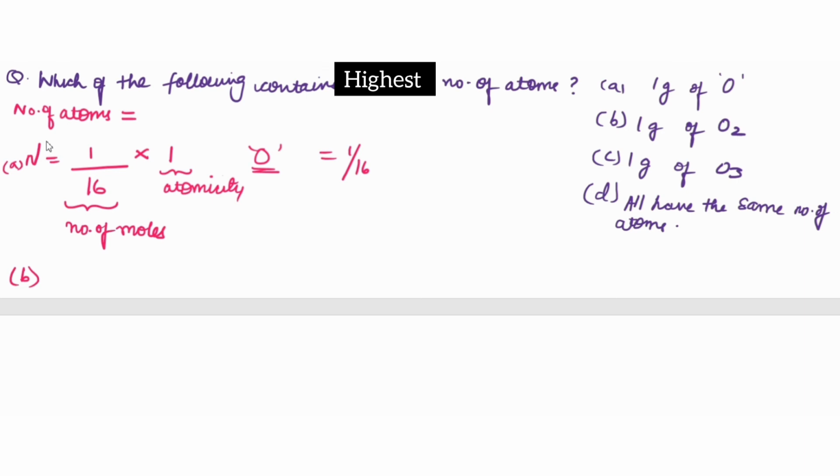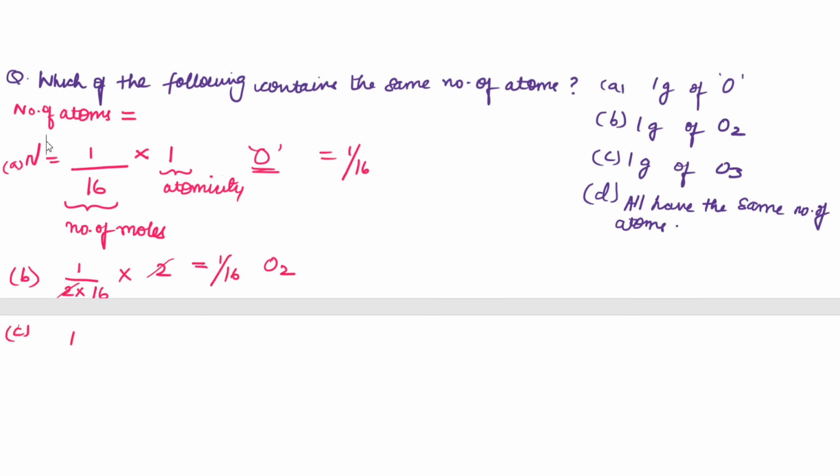Take option B. So 1 gram is the given mass by the molecular mass of oxygen. So what is the molecular mass of dioxygen? It is 32, because for an oxygen atom it is 16, for dioxygen it is 32, into the atomicity 2 again gives us 1 by 16 because it's O2. Take option C. Ozone has a molecular mass of 48, 3 into 16, into 3. 3 is its atomicity. Again it gives us 1 by 16. So we end up that all the options given contain the same number of atoms. So the correct answer is option D.